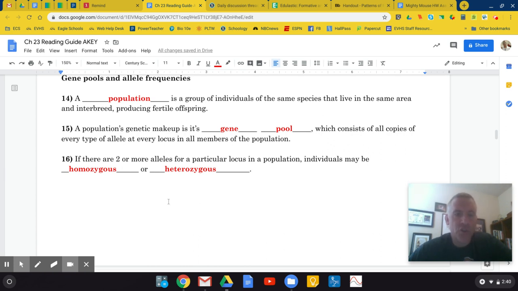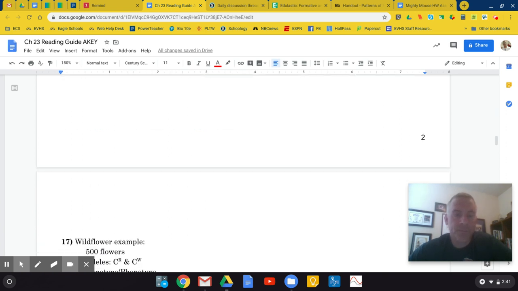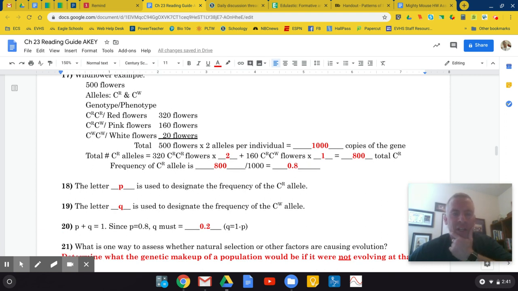We know that if there are 2 or more alleles for a particular locus in a population, individuals can be homozygous, meaning that the 2 alleles are the same, or they can be heterozygous and the 2 alleles are different. As we go down, I'm not going to walk through this example as you've had a chance to work through some problems already. This is pulled straight from your textbook and was a fill in the blank to at least process some of the calculations. The math is not difficult.